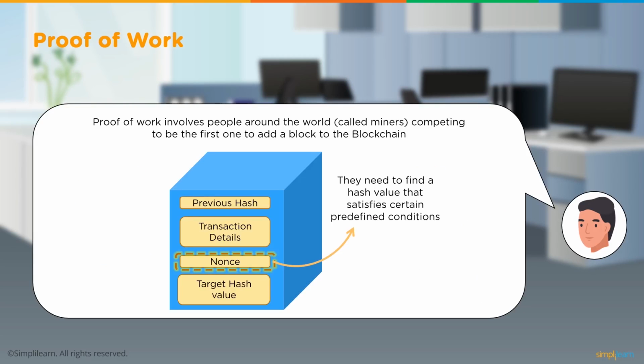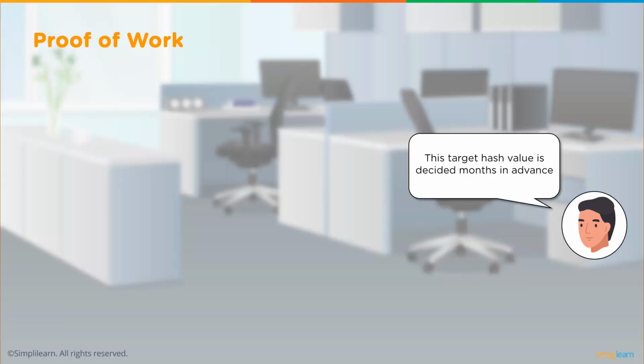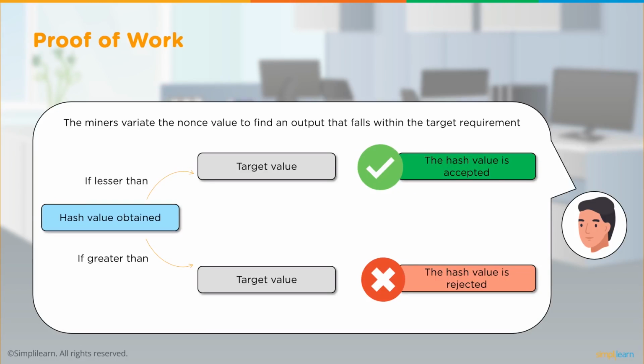Now, what is the mathematical puzzle? Basically they need to find a hash value that satisfies certain predefined conditions. Now, in order to find the hash value, they will use nonce. So this target hash value is decided months in advance for every block. The miners keep varying the nonce value to find an output that falls within the target requirement. So they keep on generating a hash value using the nonce, and if it is less than the target, the hash value is accepted, and if it is greater, then the hash value is rejected. The miner's effort is not considered valid.